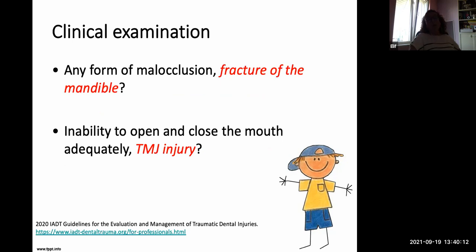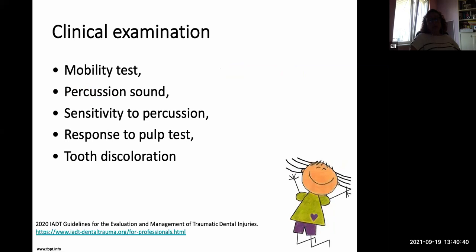So also any form of malocclusion, we can be suspicious about the fracture of the mandible, or if there is inability to open and close the mouth adequately, there might be a temporomandibular joint injury. So we should take especially panoramic radiographs in these situations to see both the jaws and the temporomandibular joint together.